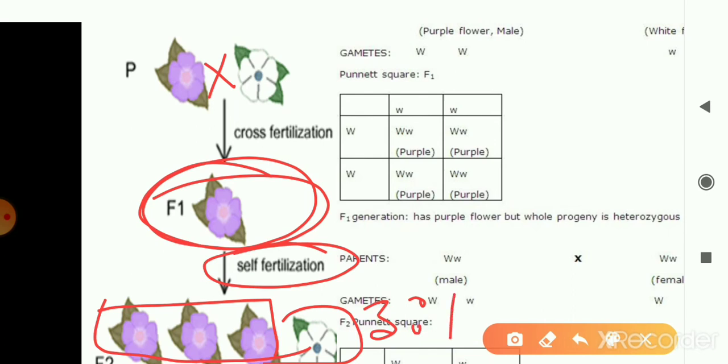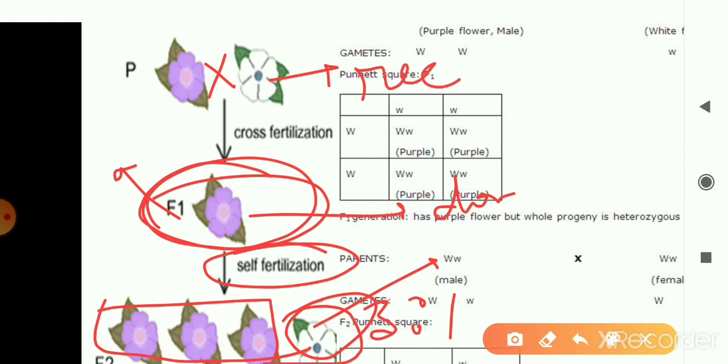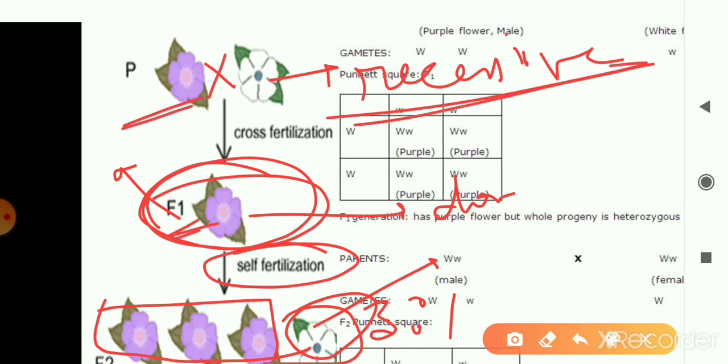Since in the F1 generation there were only flowers with purple color, this purple color of the flowers was said to be a dominant trait. And the white flower, because white color was not expressed in the F1 generation, was referred to as the recessive trait. The factor that controls this white color will be called a recessive factor, and the factor that controls expression of the purple, which is shown in the F1 generation, is said to be a dominant factor.